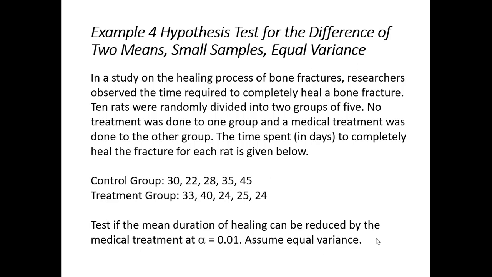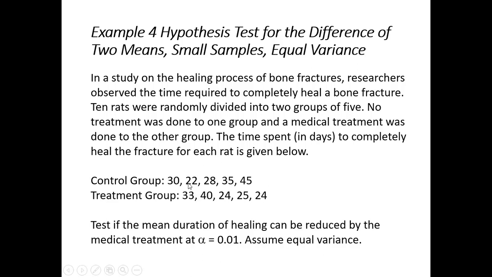In our next example, we're going to take a look at a hypothesis test for the difference of two means, where we have small samples, and again we'll look at the equal variance case. Suppose that in a study on the healing process of bone fractures, researchers observed the time required to completely heal a bone fracture. Let's say these studies were carried out with rats. 10 rats were randomly divided into two groups of 5. No treatment was done to one group, we'll call that the control group, and a medical treatment was done to the other group, the treatment group. The time spent in days to completely heal the fracture for each rat is given below.